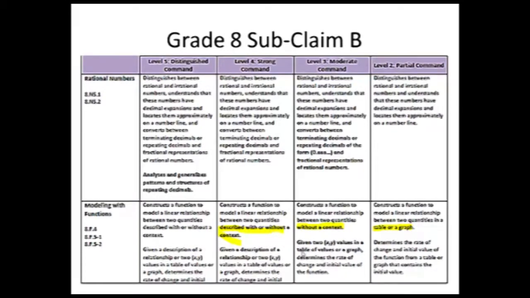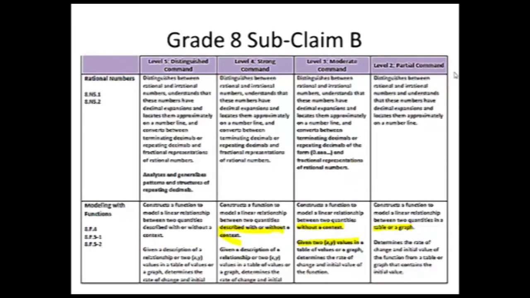And so now I'm just given 2 values in a table or a graph for level 3, and I have to determine it. I'm not given it, I've got to figure it out. But that's still in a table or a graph. Then in level 5, I'm just given a description, and I have to create the initial value and the rate of change. So that's a big change as kids move from levels 2, 3, and 4, and so on and so forth.